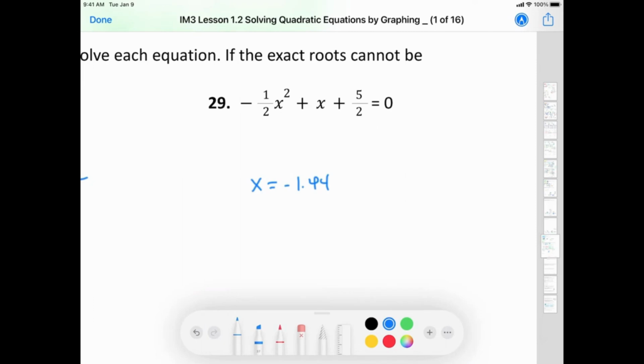We haven't used this, but you can use this symbol, the squiggly equal sign. That means approximate.